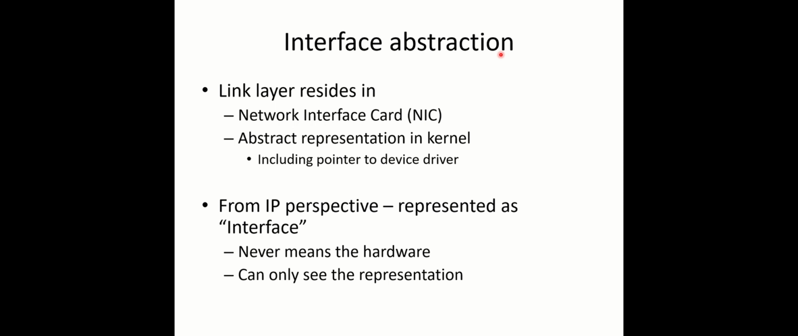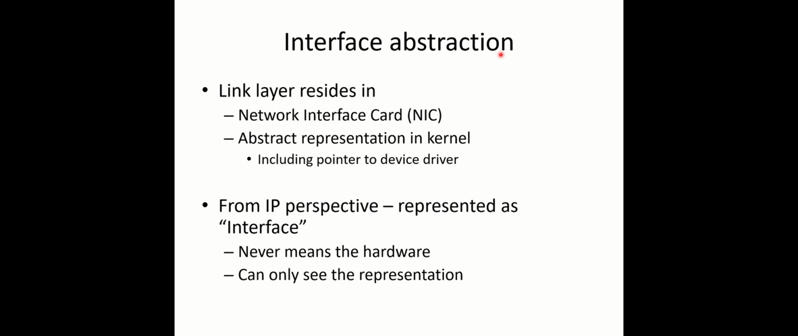Now we are ready to introduce the notion of interface, which is the central theme of the second part of this session. When a computer is connected to the internet via a communication link, the link has a hardware component and a software component. We discussed that earlier. The former corresponds to the physical layer and the lower part of the link layer. The latter, on the other hand, exists inside the operating system and has a representation in the kernel.